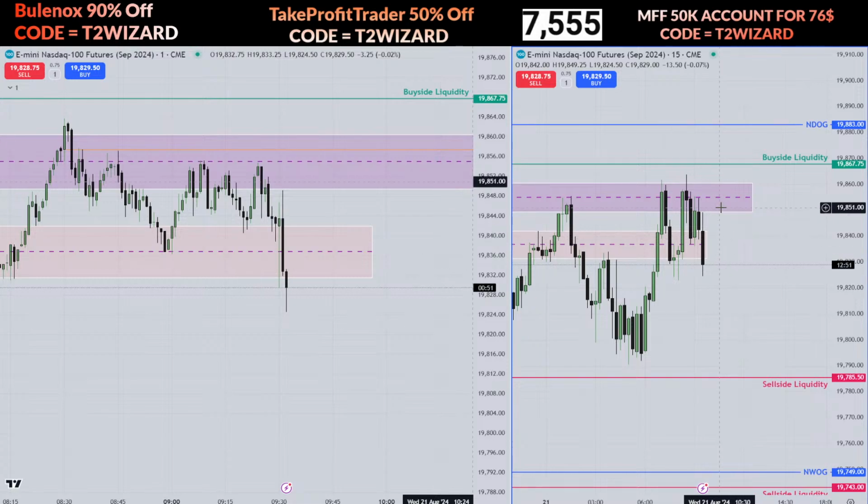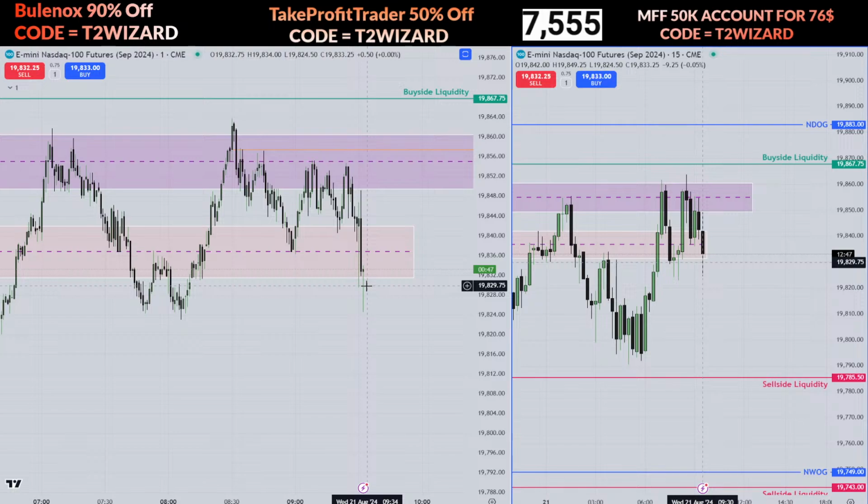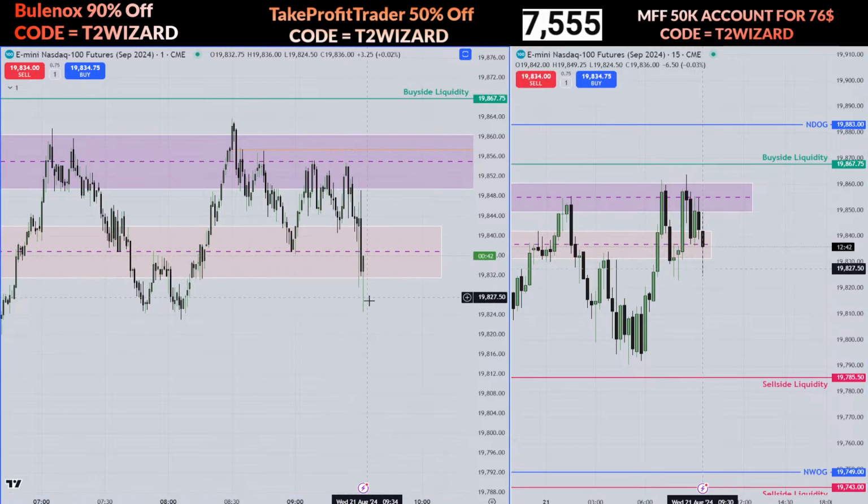So on my right, this is the 15-minute chart. On my left, this is the 1-minute chart. So far you have seen that market has closed this opening gap perfectly. It has closed.